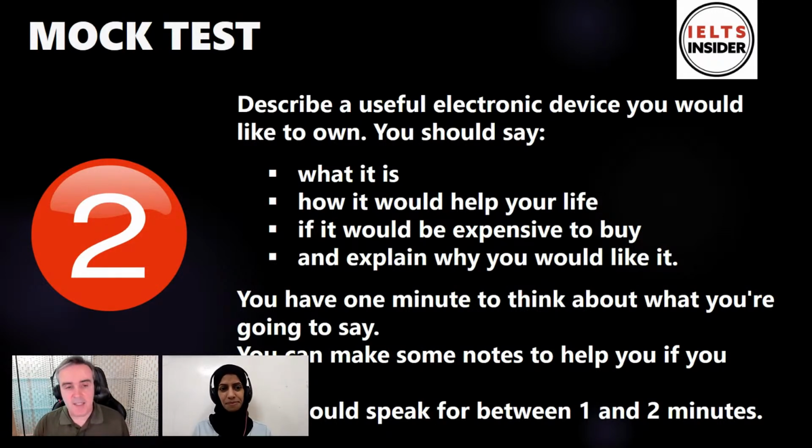Now, in the speaking test, it's really important that we answer the four questions: what it is, how it would help you, the cost, why you would like it. So I thought you gave quite clear answers to all of these. You went into great detail about the expense and why you would like it and how it would help you. So, in the speaking test, these questions are how you should structure your answer. That's what you did, and it made your answer very easy to follow, easy to understand.